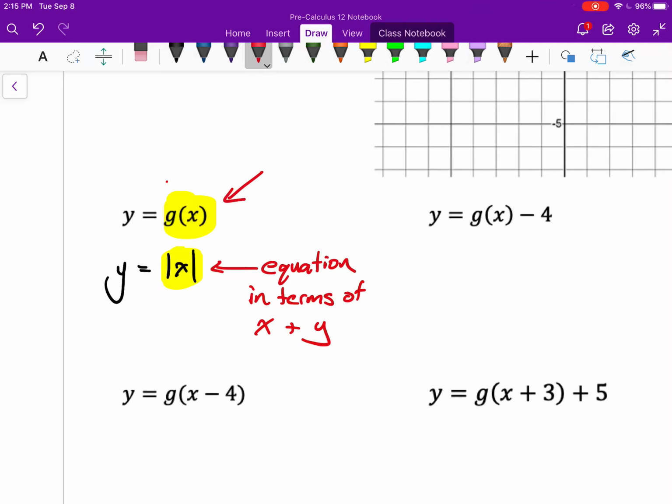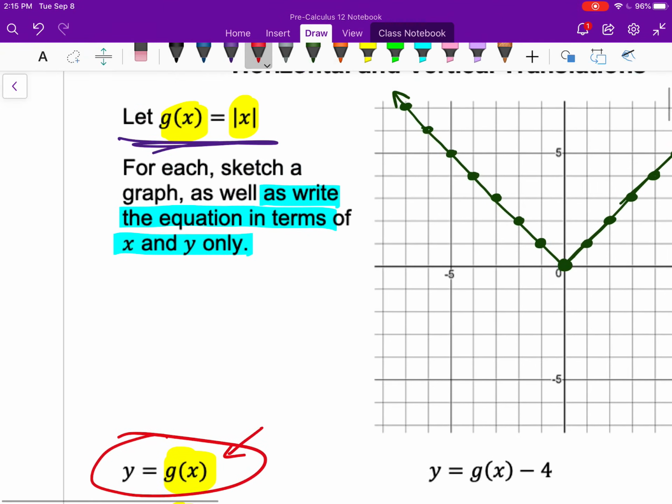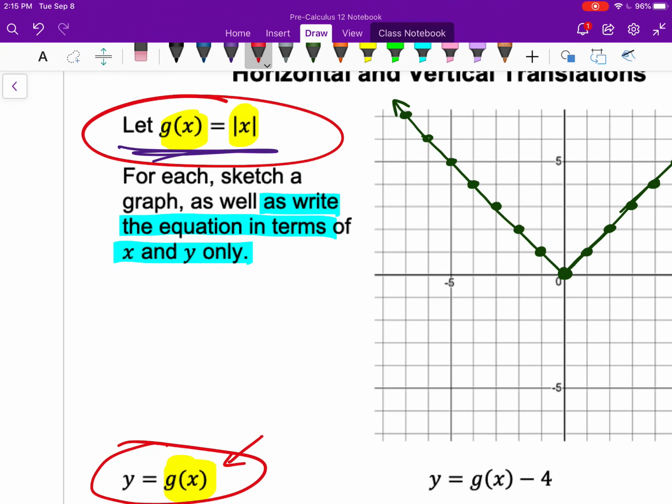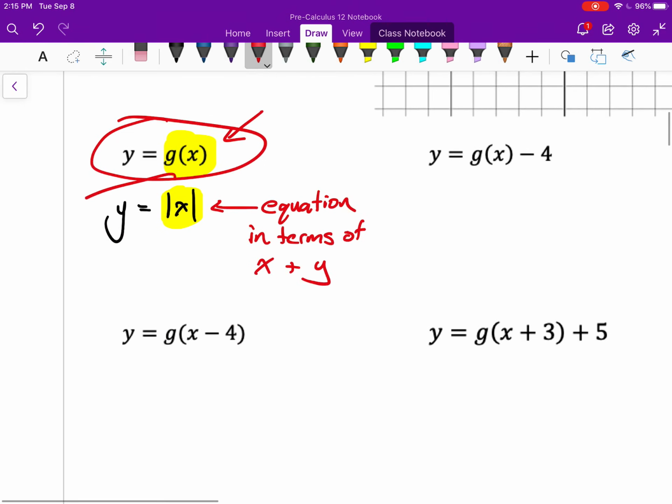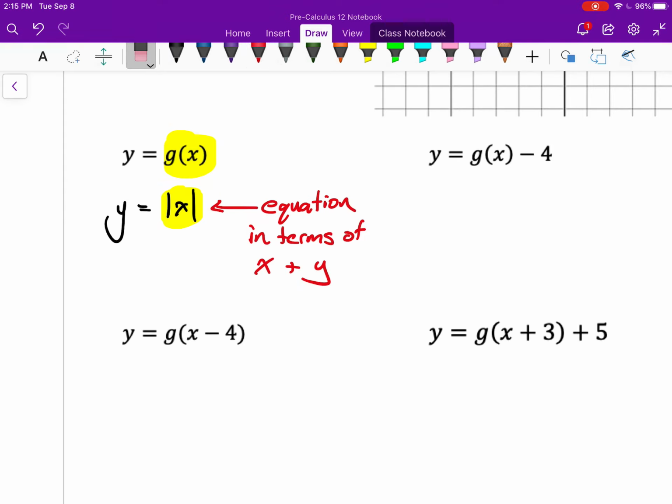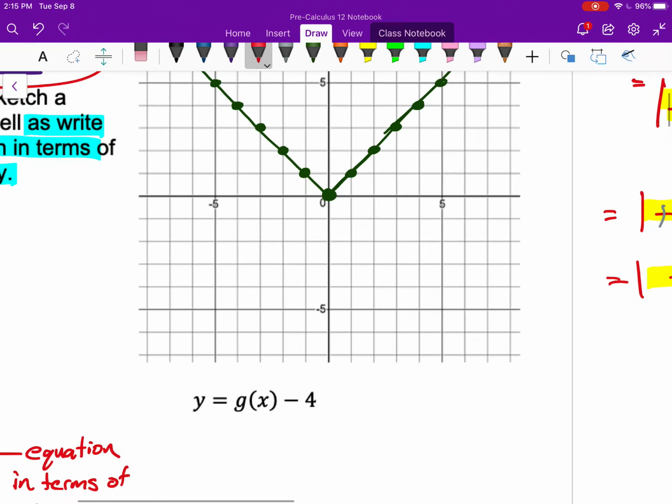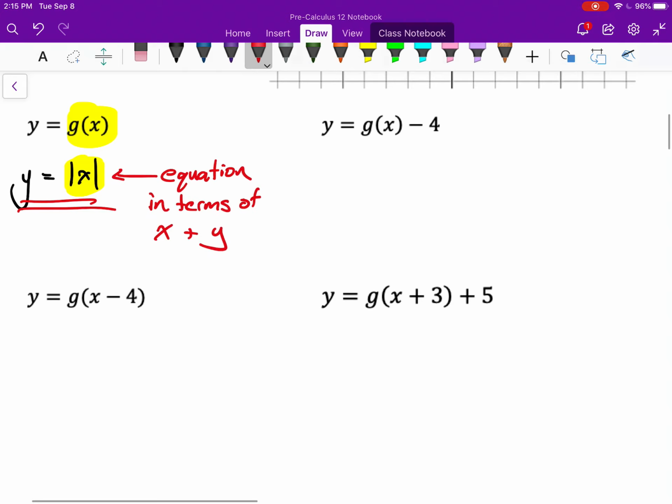Or another way of looking at it, if I ask you to graph this, y equals g of x, you can't do that unless you look up here and you reference what g of x is. Whereas if I just ask you to graph this, you can do that. It doesn't refer to something else. All right? So long story short, this is what we see. This is the equation, the explicit equation. This is the graph.